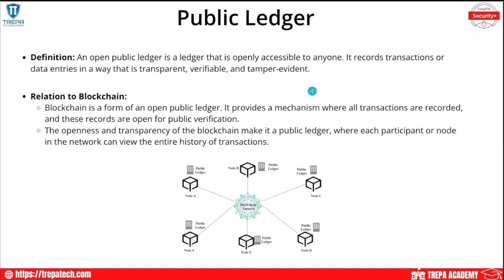Public ledger. An open public ledger is a ledger that is openly accessible to anyone. It records transactions or data entries in a way that is transparent, verifiable, and tamper evident. So its relation to the blockchain: the blockchain is a form of an open public ledger. It provides a mechanism where all transactions are recorded and these records are open for public verification. So the openness and transparency of the blockchain makes it a public ledger where each participant or node in the network can view the entire history of transactions.